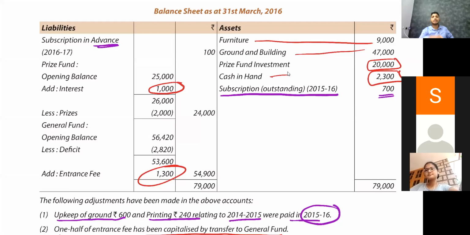Correct. The thing is, it is not a part of income and expenditure account. The reason is it is a liability, not an income. Sir, why is this a liability? I'll give a simple example to you. See, income means something that you can spend according to your will.